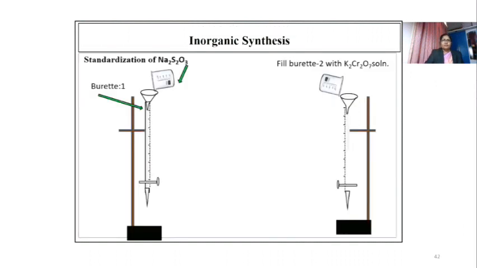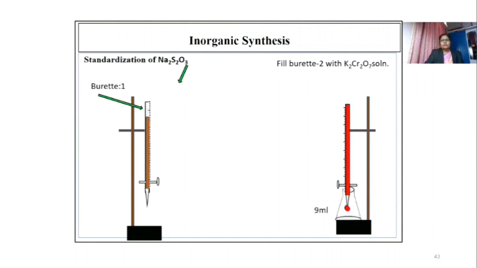Now let us standardize sodium thiosulfate solution by using standard 0.05 normal potassium dichromate solution. For this standardization, fill the burette number 1 with 0.05 normal sodium thiosulfate solution. See, this normality is approximate normality. Now the next step is fill the burette number 2 with potassium dichromate solution. Then take 9 ml of 0.05 normal potassium dichromate solution from the burette number 2 in a conical flask.